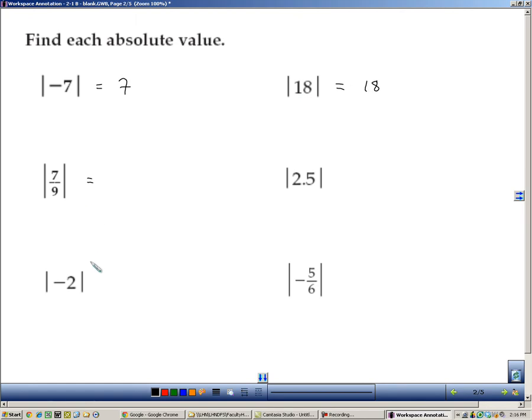So what's the absolute value of 7/9? It's positive 7/9. Absolute value of 2.5 is 2.5 units away from 0. Absolute value of -2, positive 2, and absolute value of -5/6, positive 5/6.